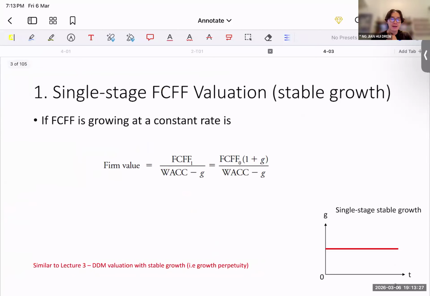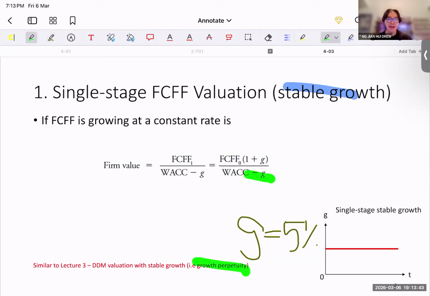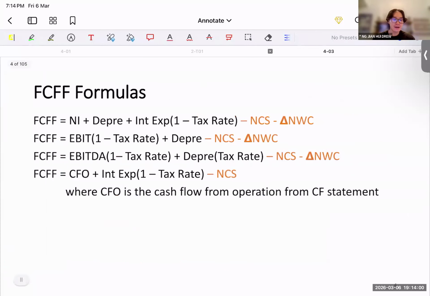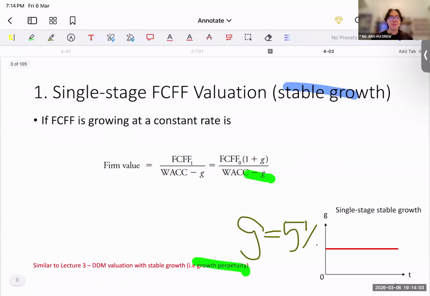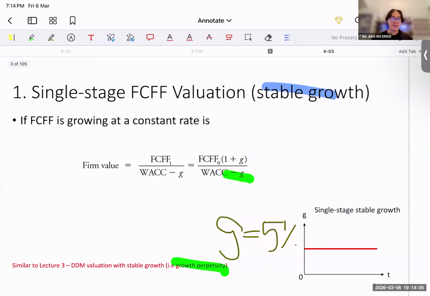Right. So the second single stage model that we talk about is the stable growth model, right? Stable growth meaning our g is some value, like let's say 5%, right? And in this case, we use the growing perpetuity formula, where it's going to grow at perpetuity, let's say at 5% forever, right? And we use the present value of growing perpetuity to determine the value of the firm. So those are the formulations that we have talked about in our DDM already, right?